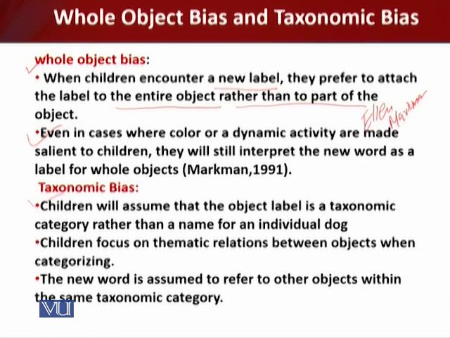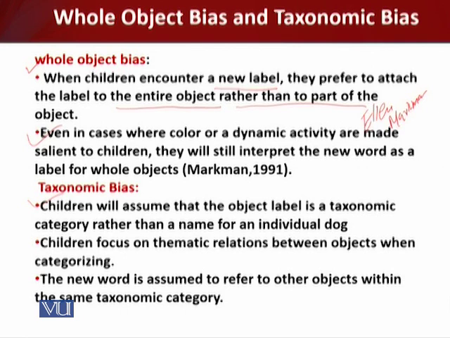Now we have taxonomic bias. Children will assume that the object label is a taxonomic category rather than a name for an individual. In a situation where someone points to an object and says dog, the child assumes that the word is a label for the entire object rather than the dog's tail. Considering this same example, they will assume a taxonomic category rather than a name for an individual dog, for example, they will assume that dog is the label for a group of animals.